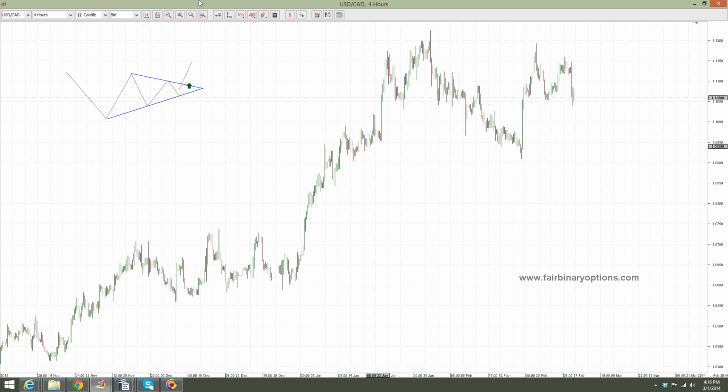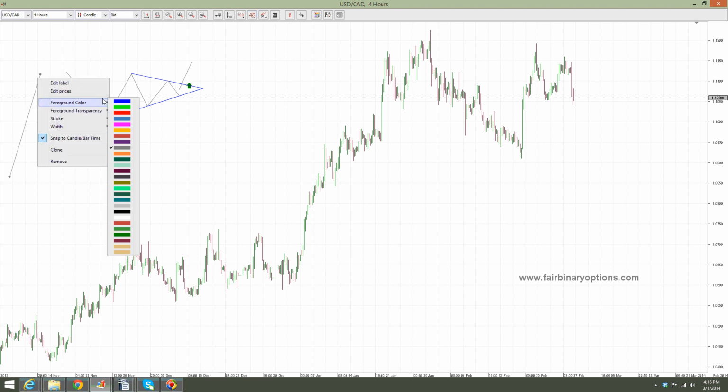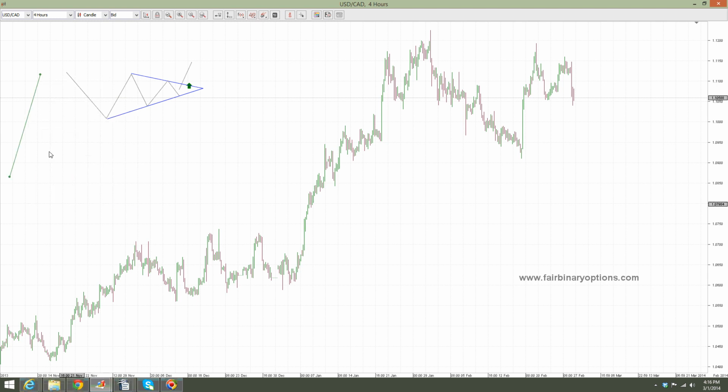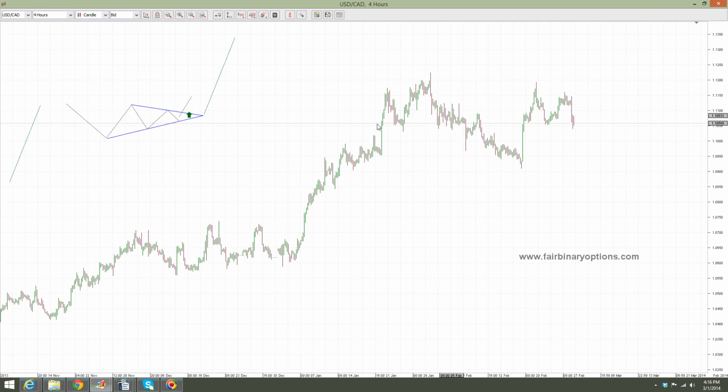If the triangle is a continuation pattern, it means that the price coming prior to the triangular formation is part of a rising trend. Then, as a continuation pattern, it means that by the time the triangle breaks, price will continue in the same direction. This is a continuation pattern.